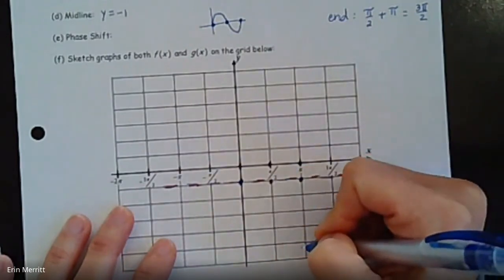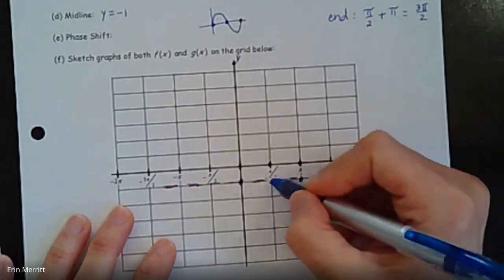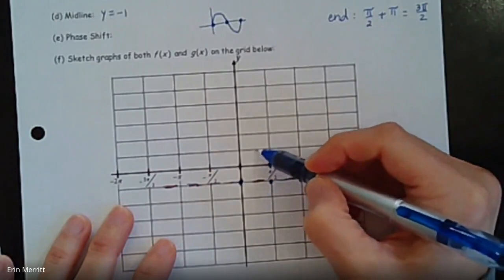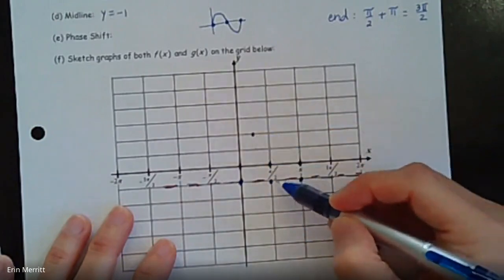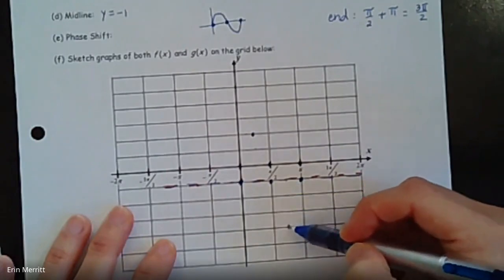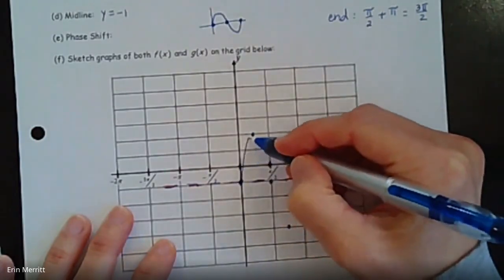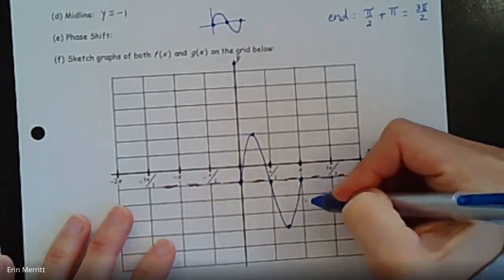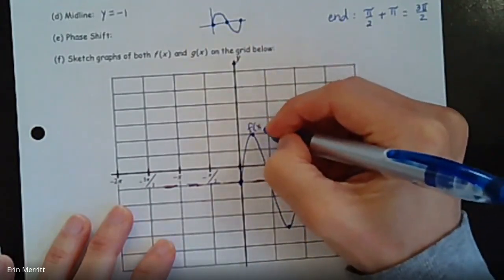hits dead center at pi over 2. Halfway between these 2 points, it's going to go up 3 because that's the amplitude. So go up 1, 2, 3. Halfway between these 2 points, it's going to drop 3. So down 1, 2, 3. Okay. Sketch this first one. This right here, that's f of x.